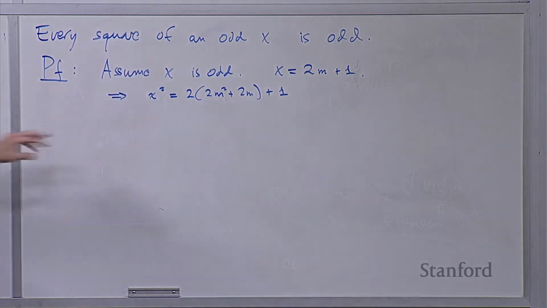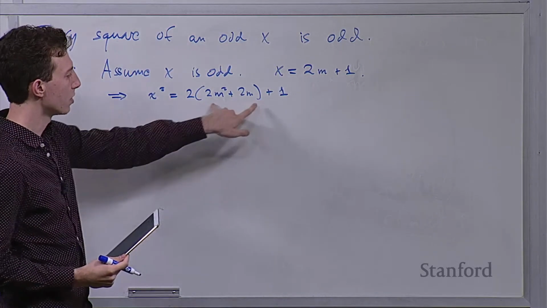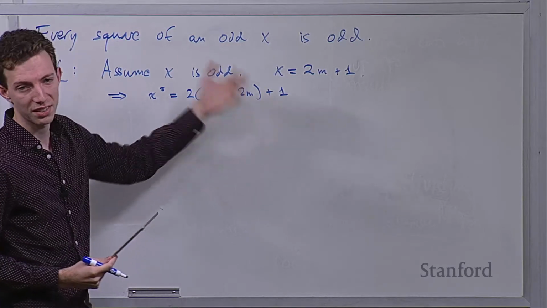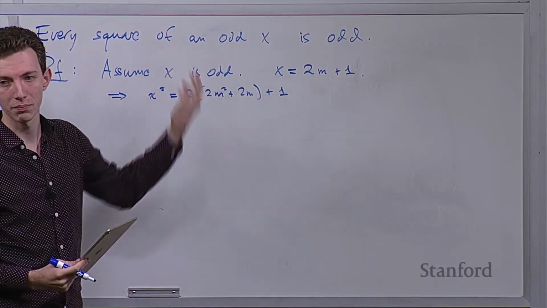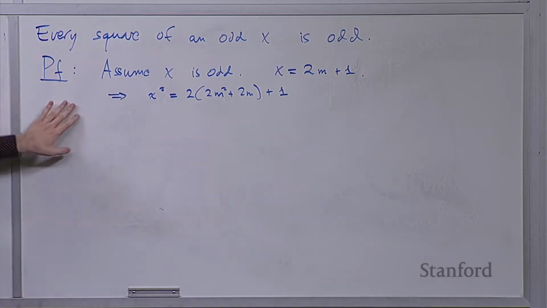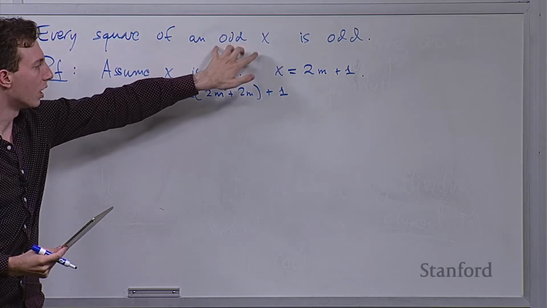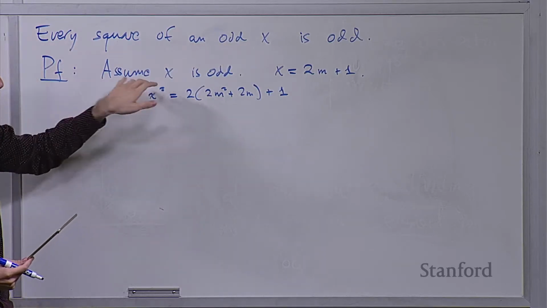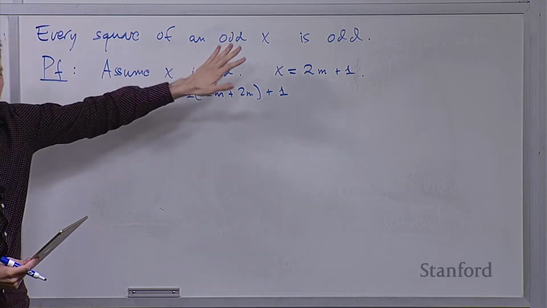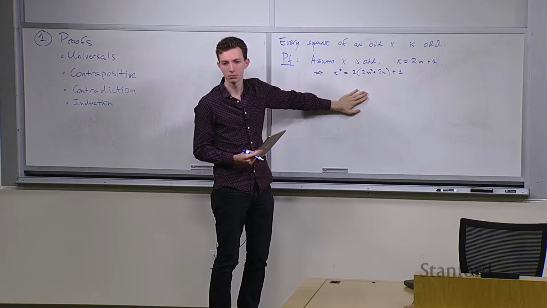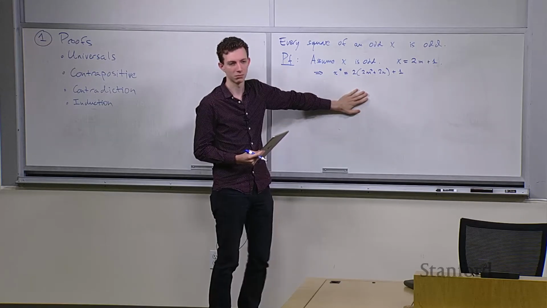And what does this mean? This means that x squared can be written as 2 times some number plus 1. And that's exactly what it means for a number to be odd. And so what we did here was we just took an arbitrary element of the type that we wanted, said let it be any odd number, and use those properties to arrive at our conclusion. All good so far? Cool.